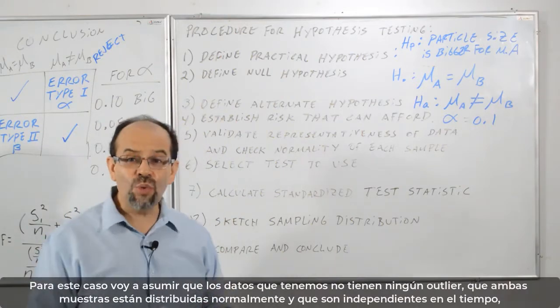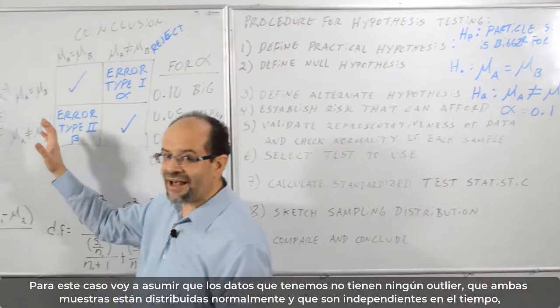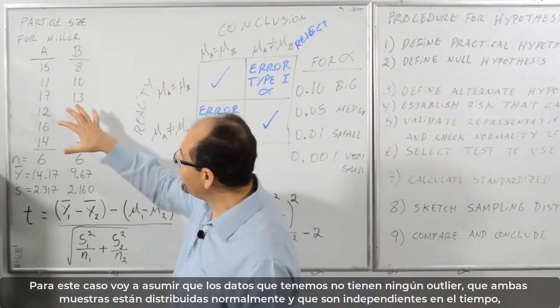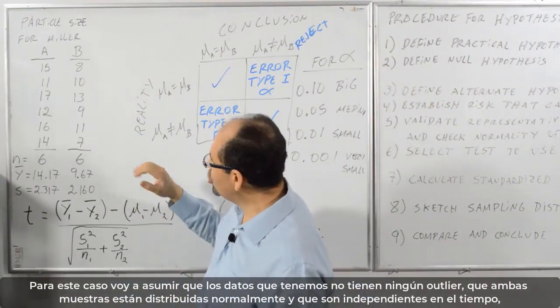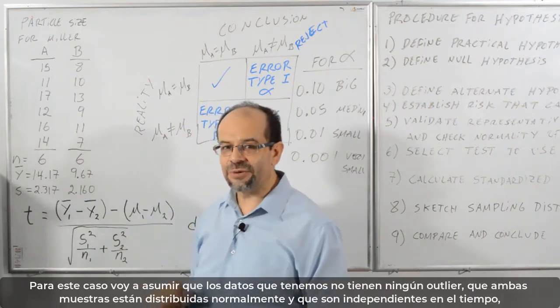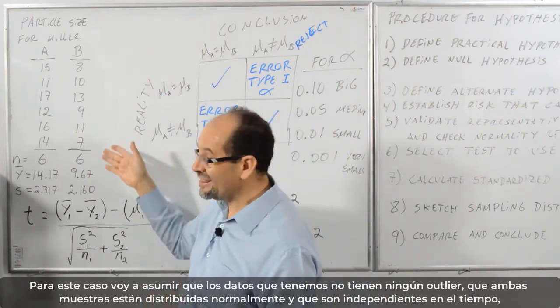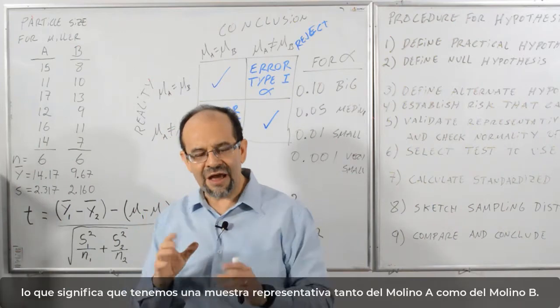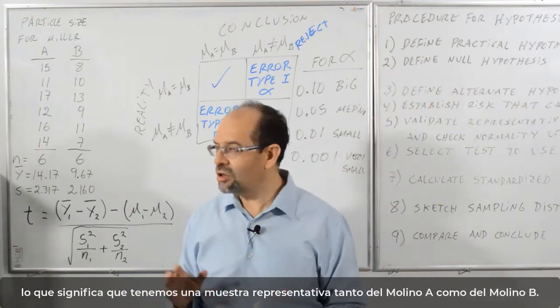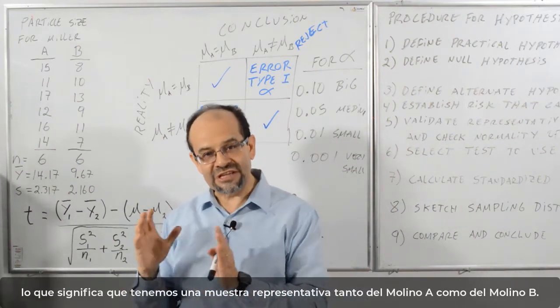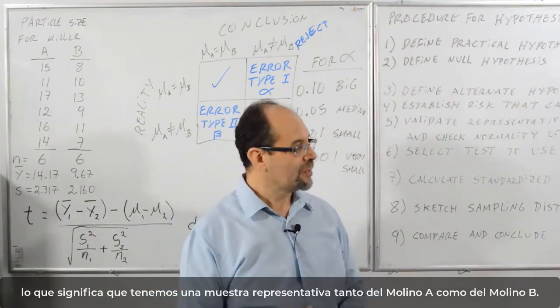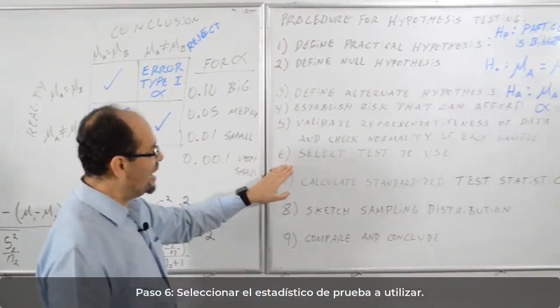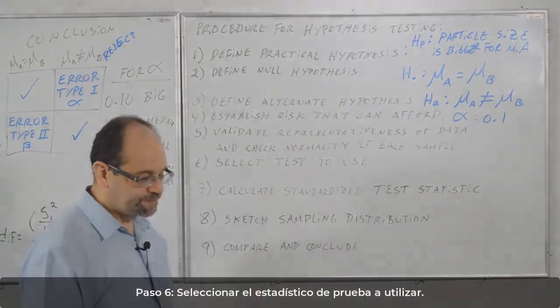At this point, I will assume that the data that I have does not have any outliers. I'm assuming that both are normally distributed, and I will assume that they are independent over time. Then I have a representative sample for Miller A and a representative sample for Miller B. So the next step is to select the test to use.